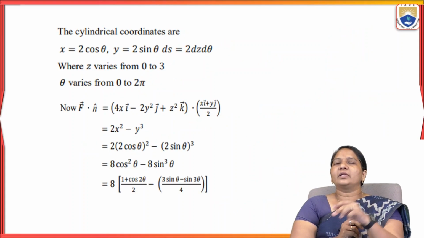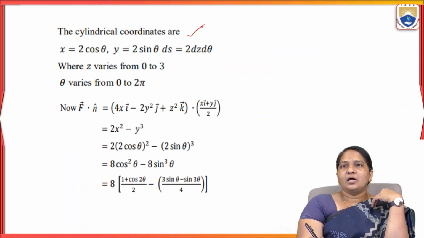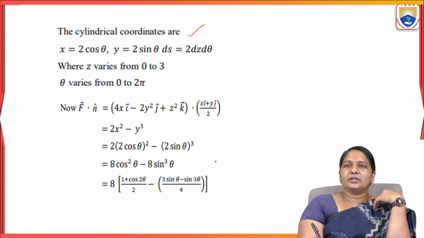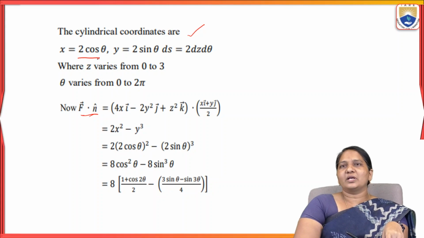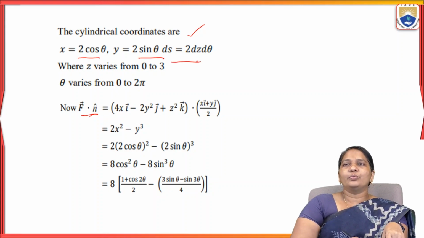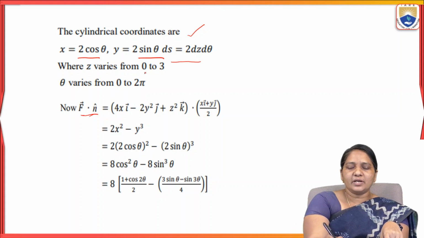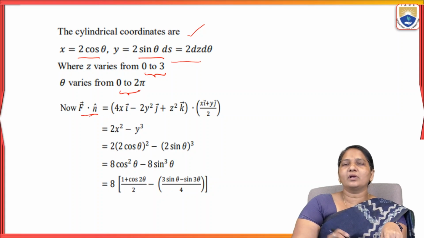After calculating the unit normal, we use cylindrical coordinates to calculate the value of f bar dot n bar ds for the curved surface. Here we take x equal to 2 cos theta, y equal to 2 sin theta, and ds equal to 2 dz d theta. So z varies from 0 to 3 and theta varies from 0 to 2 pi, because we are taking the total sum, so the total area.